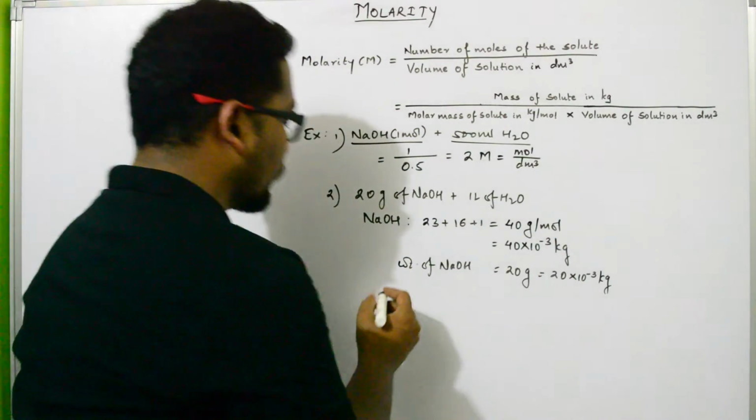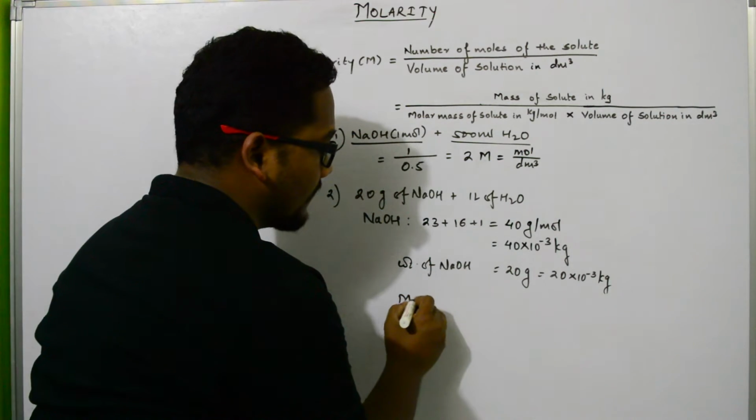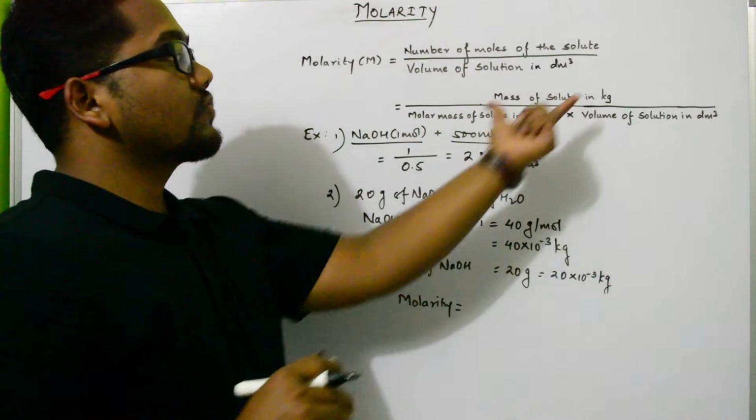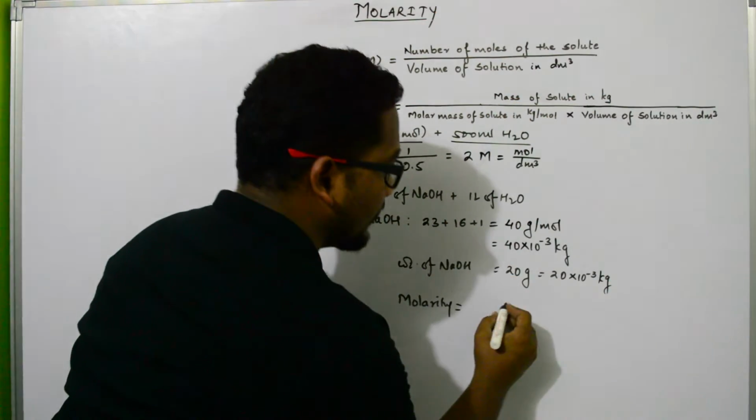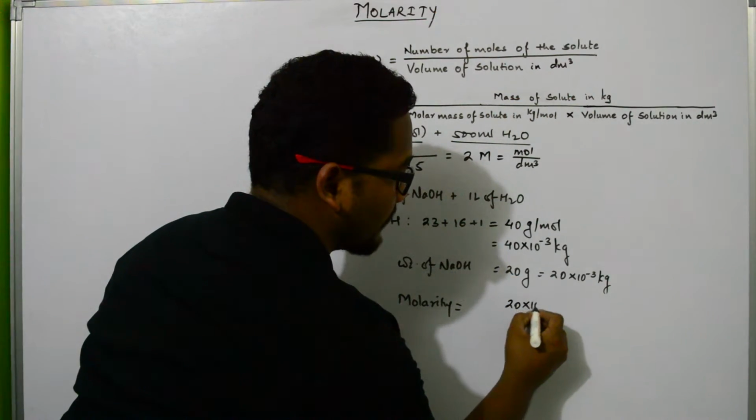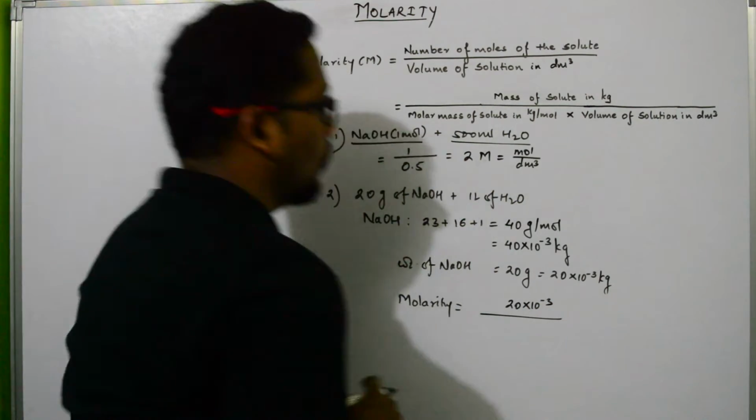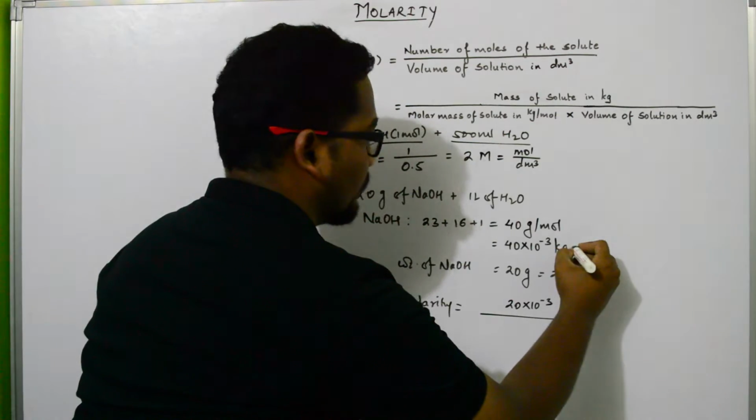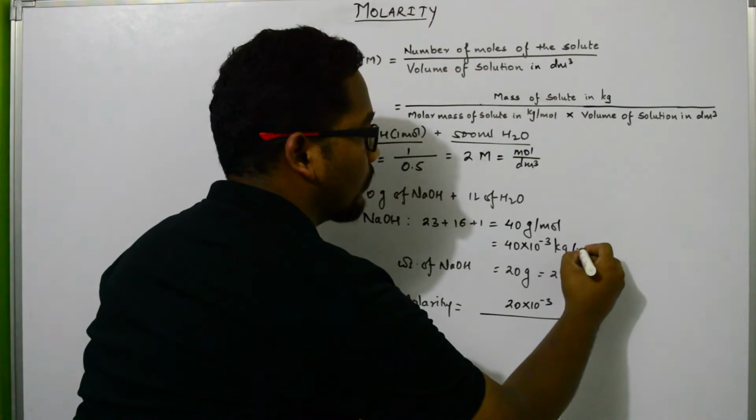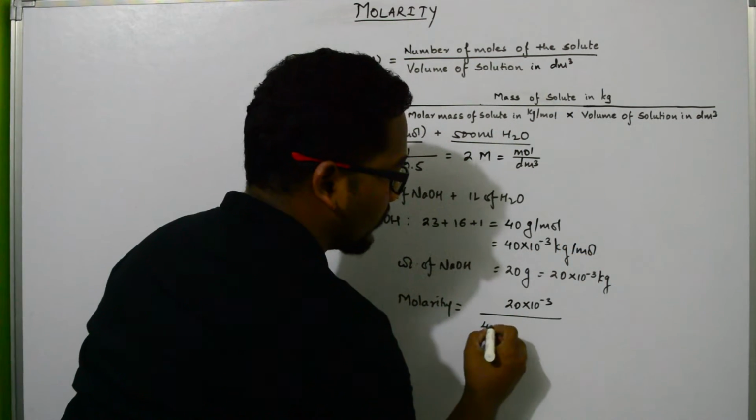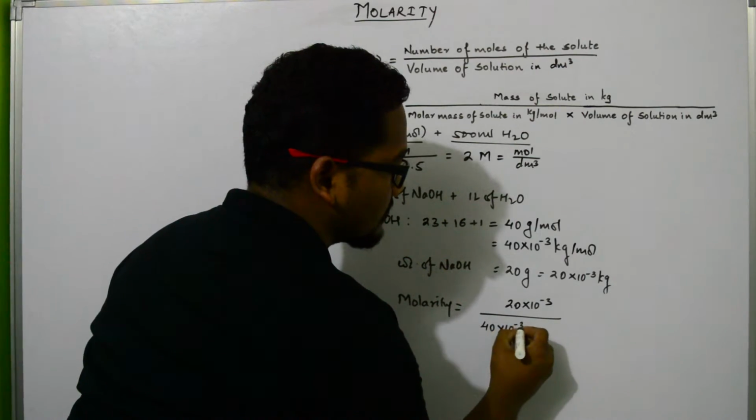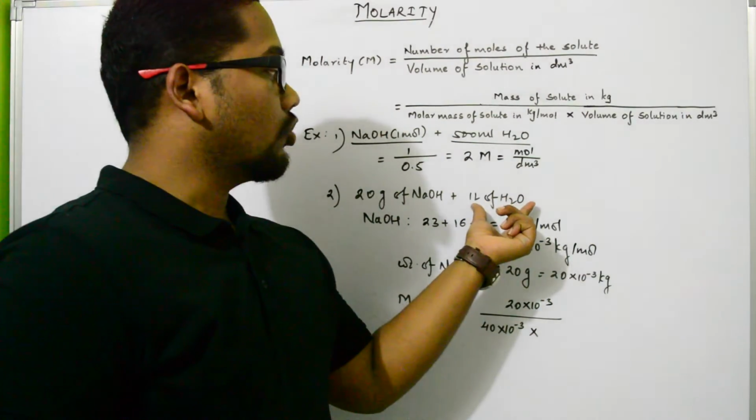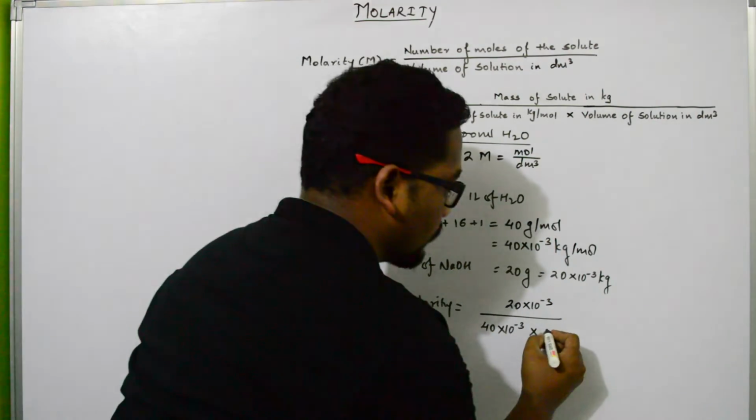Now how am I going to substitute all the values? What is the molarity in this case? Molarity is equal to mass of solute in kg, that is 20 into 10 to the power of minus 3, divided by the molar mass of solute in kilogram per mole, which is 40 into 10 to the power of minus 3, multiplied by the volume of solution in dm cube. In this case, the volume of solution is 1 liter, so I will just put it as 1.